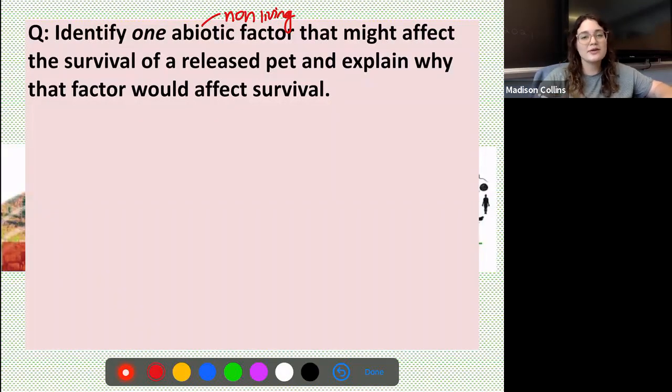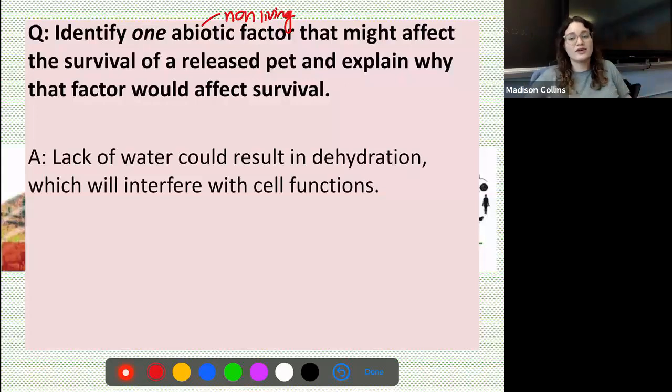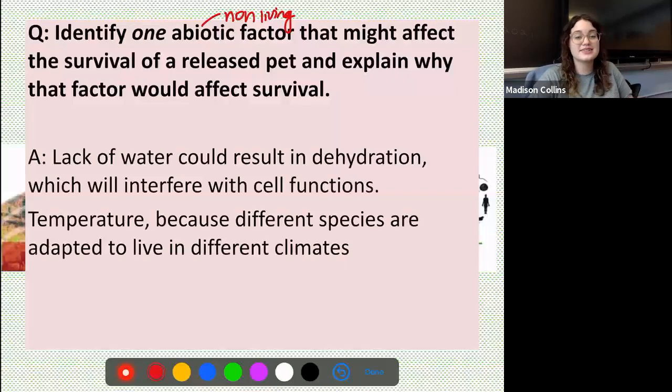But one abiotic factor, one non-living factor that could affect this population or this survival is going to be lack of water, because without water, those animals will become dehydrated, which will interfere with cell functions and could eventually lead to death. Right? And another abiotic factor you could have mentioned is temperature, because different species are adapted to live in different climates. So again, if you mentioned another abiotic factor that I did not mention, send me a message and we can double check it. I'm pretty sure you're probably right.